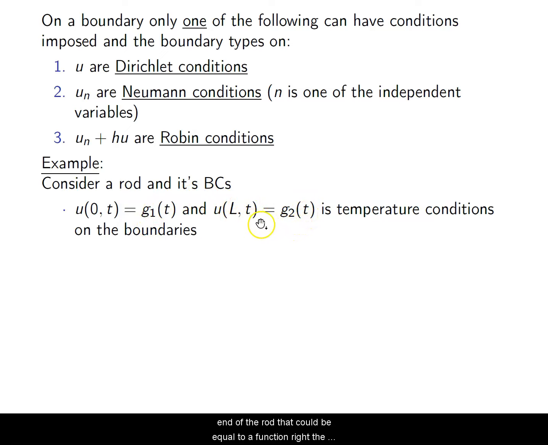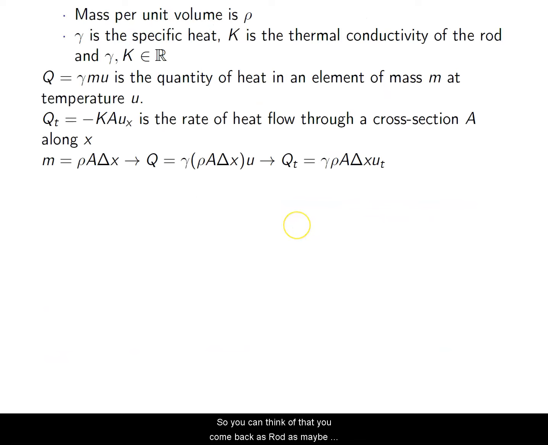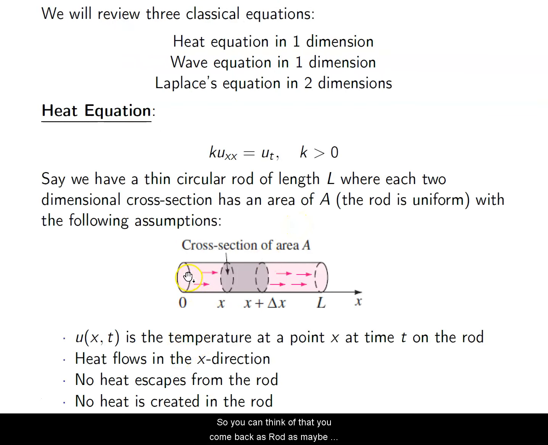The end of the rod could be equal to a function, right? The heat is increasing as time goes on at the end of the rod, or it's a decreasing function as time goes on, or it's a constant function. It's being held constant, okay? So you could think of that, if you come back to this rod, as maybe I'm applying a flame to this end of the rod, and maybe I'm applying a bigger flame or no flame, or this is being cooled in some way on either end of the rod.